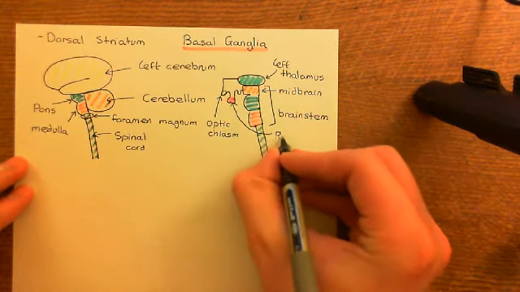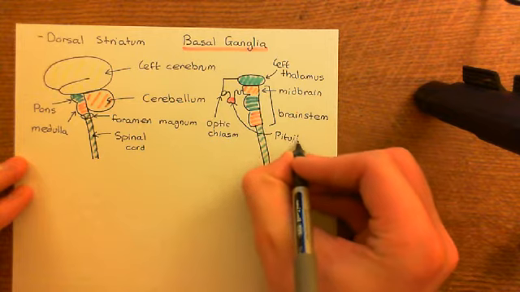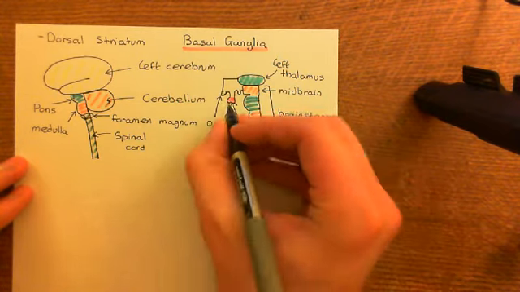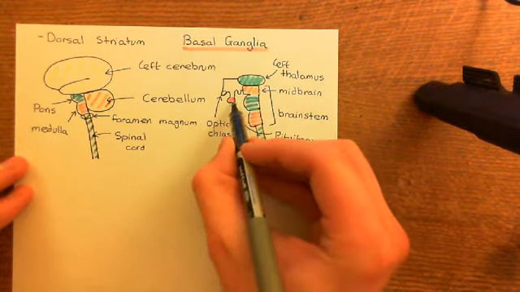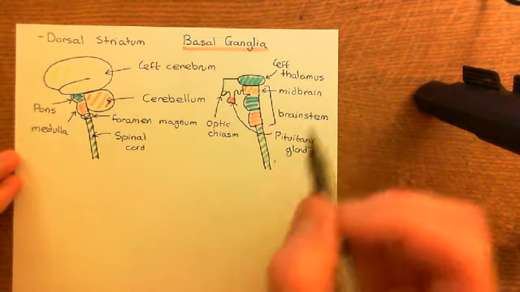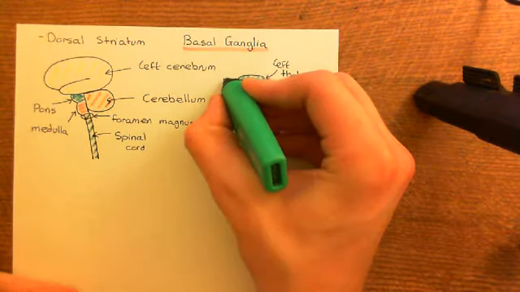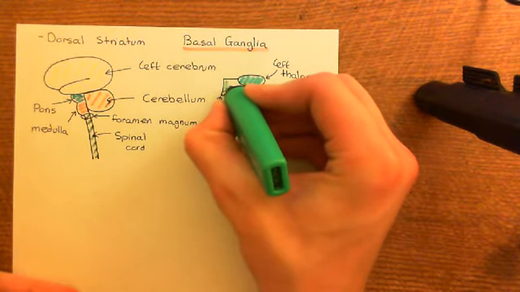And we've got both portions of the pituitary gland. We've got the anterior pituitary gland and then the posterior pituitary gland. So this is the anterior pituitary gland and this is the posterior pituitary gland. The rest of that structure then, which I'll colour in green, this is all hypothalamus.